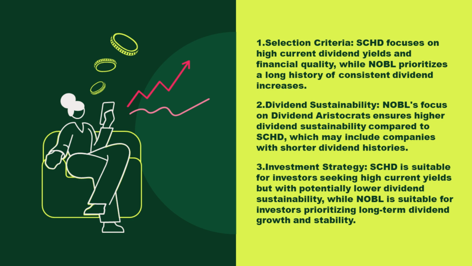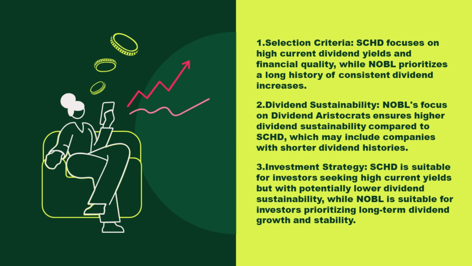However, while SCHD focuses on high yield and quality metrics, its selection criteria do not emphasize the length of time a company has been paying or increasing dividends. As a result, SCHD may include companies that have relatively high yields, but not necessarily a long track record of consistent dividend increases. This can mean that while the dividends are currently high, they might not be as secure or sustainable over the long term compared to those in an ETF like NOBL.